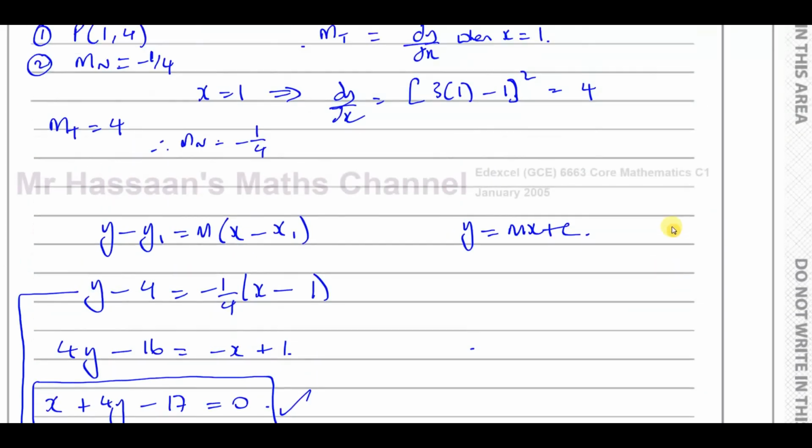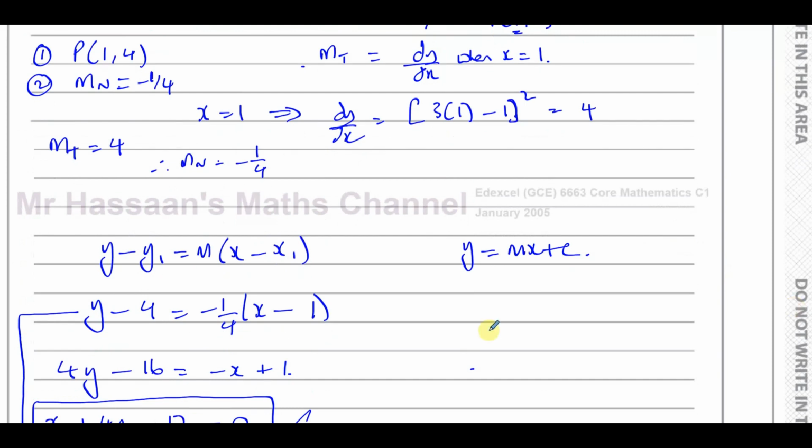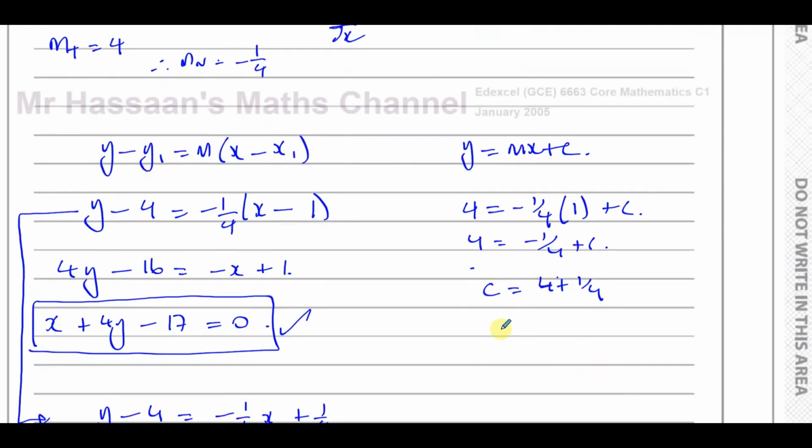Alternatively, we could use another method to work out the equation of the line by using this formula, where we basically replace the y with 4, the m with -1/4 and the x with 1, and we find what c is. So 4 = -1/4 + c, so you have to add 4 to both sides: 4 + 1/4, which is 16/4 + 1/4, which is 17/4. So c is equal to 17/4.